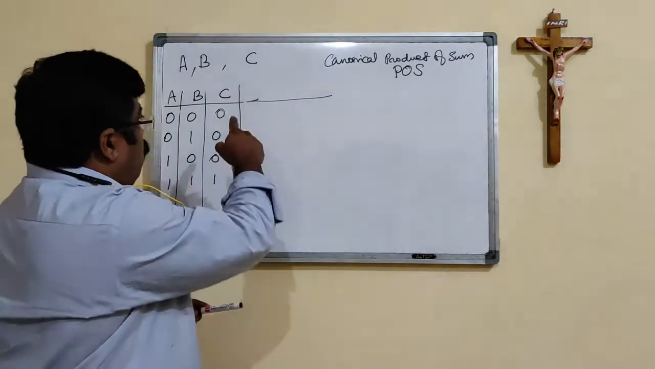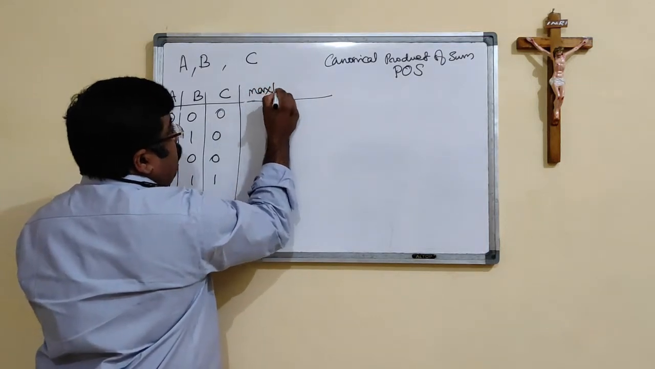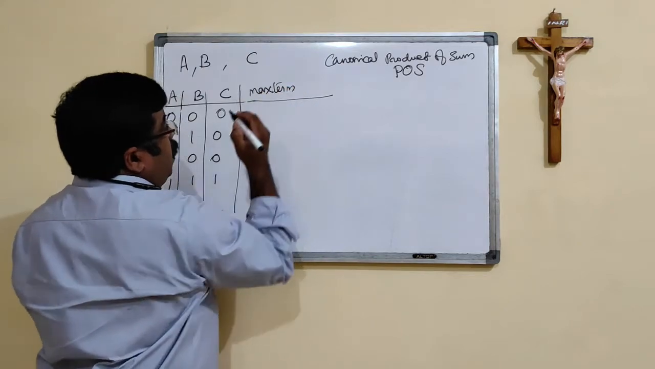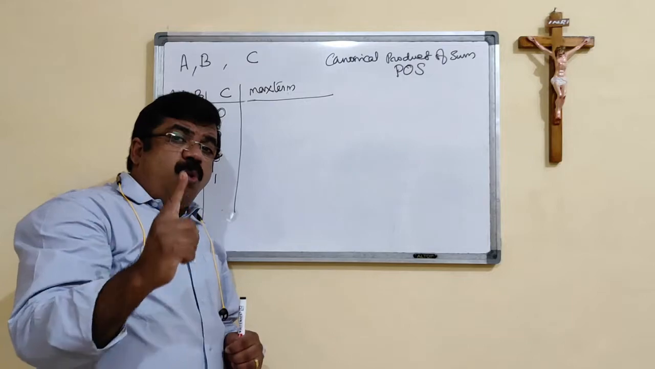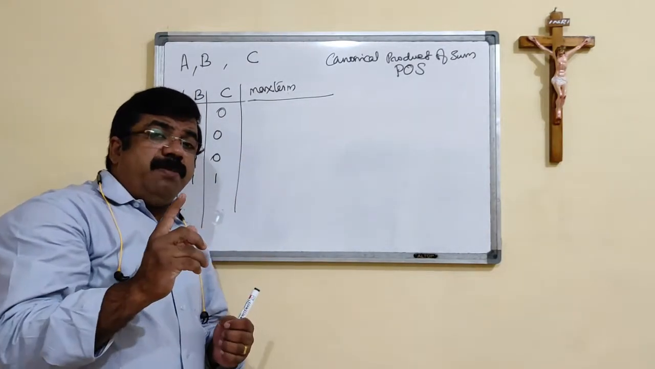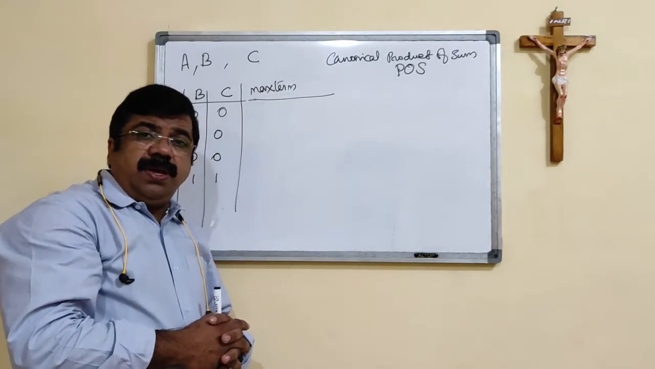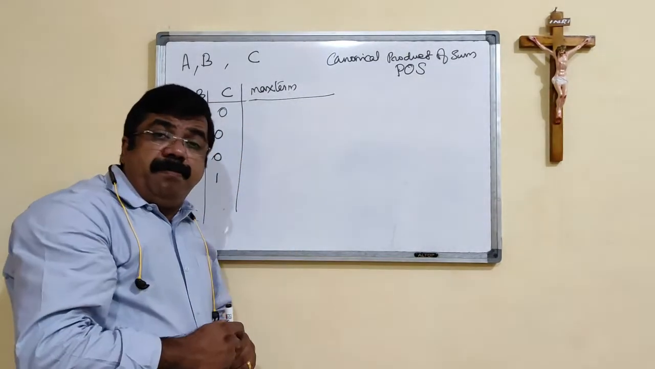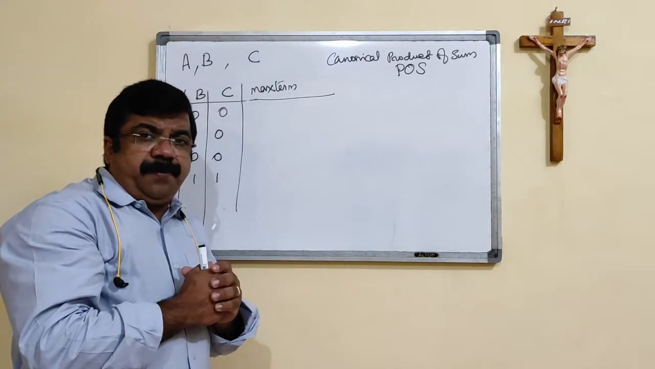Okay, now we are making one more column here. It is the max term. And we already saw the variables which are having 1 are complemented in the max term and the variables which are having 0 are written as it is. Okay, again it is the sum term. The variables or the literals are added together.